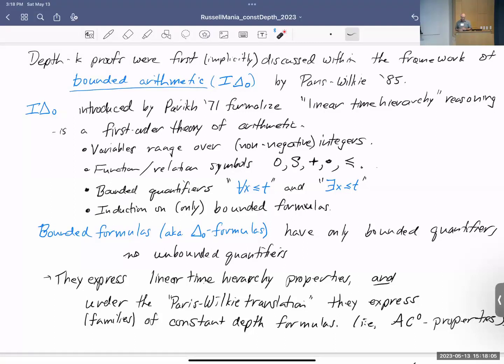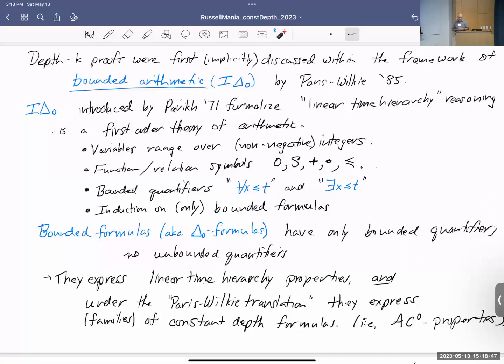Right, okay. So I delta naught was introduced by Rohit Parikh in 1971 to formalize the linear time hierarchy. They wanted a logic for the linear time hierarchy, so alternating, constant alternation, linear time. He had variables ranging over non-negative integers, used the standard symbols of Peano arithmetic, 0, successor, plus, times, and he may have used less than, but I prefer less than or equal to. And bounded quantifiers, which I treat as syntactic objects: for all x bounded by some term t, or exists x less than or equal to t, and then induction on only these bounded formulas. Bounded formulas being formulas that only have bounded quantifiers.